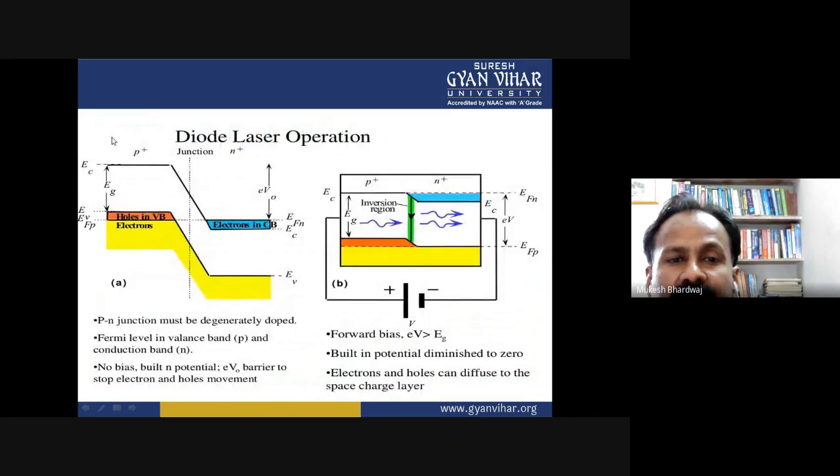Diode laser operation. This is the pictorial representation of diode laser operation. In figure A, the p-n junction must be degenerately doped, with the Fermi level in the valence band on the P side and in the conduction band on the N side. With no bias, the built-in potential EV0 is a barrier to stop electron and hole movement. With forward bias EV greater than EG, the built-in potential is diminished to zero. Electrons and holes can diffuse to the space charge layer.